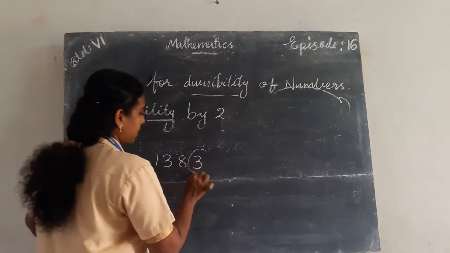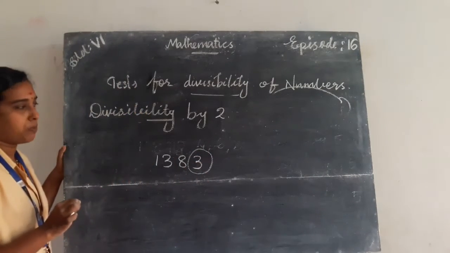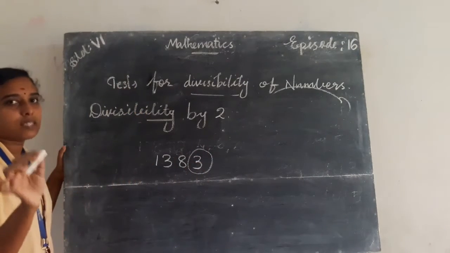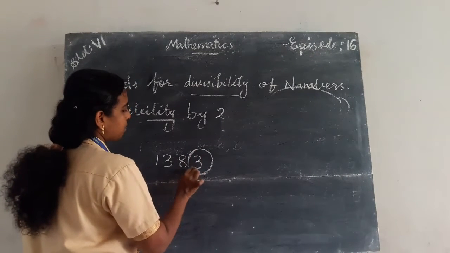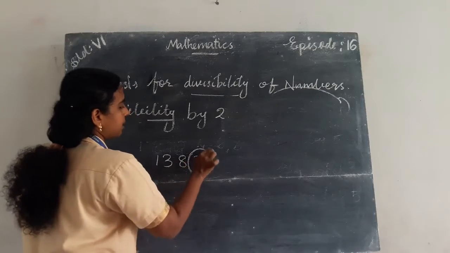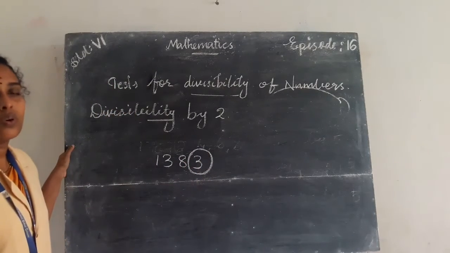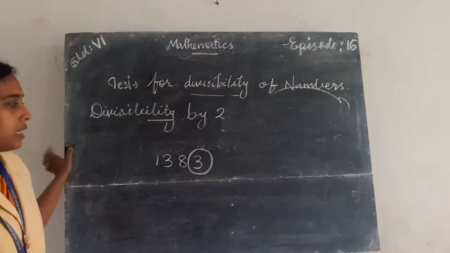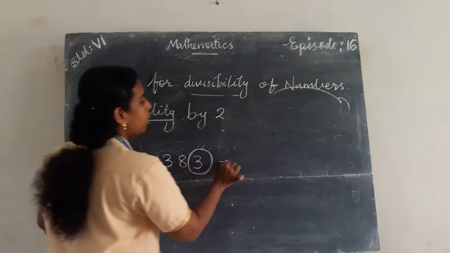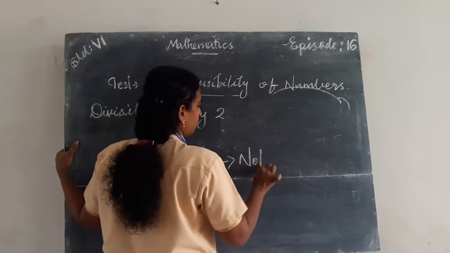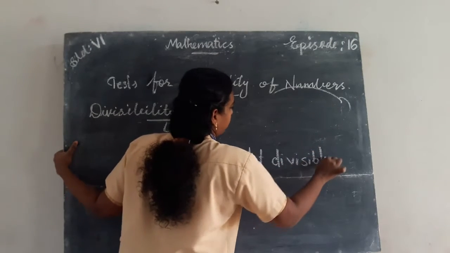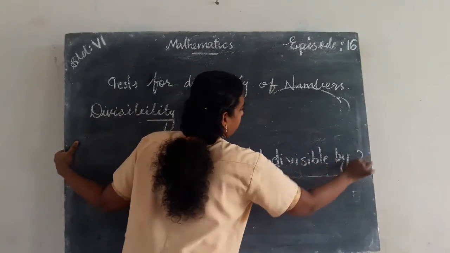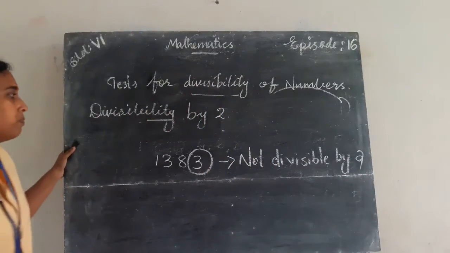1383. Here the digit at the ones place is 3, so this number is not divisible by 2. When a number is divisible by 2, the digit at the ones place is either 0, 2, 4, 6 or 8. Here 3 is at the ones place, so the number is not divisible by 2.